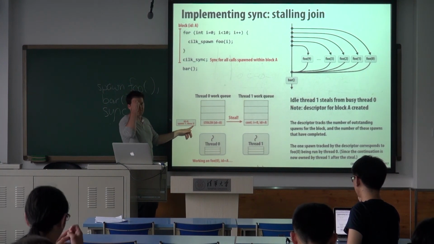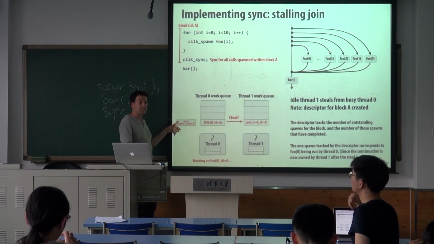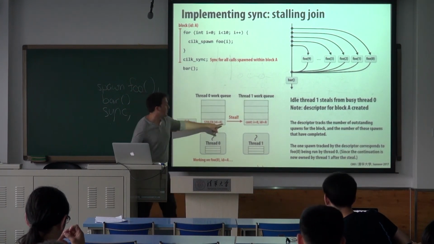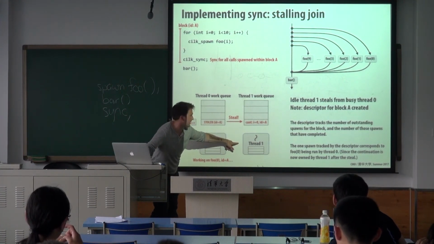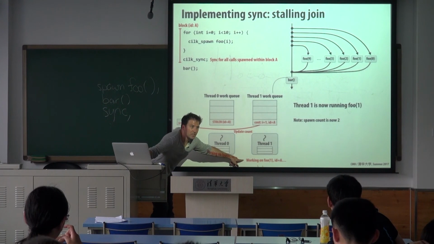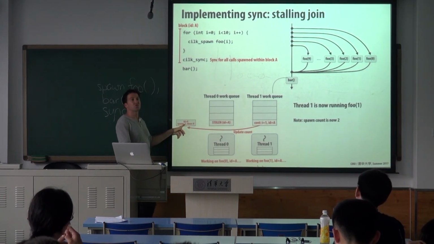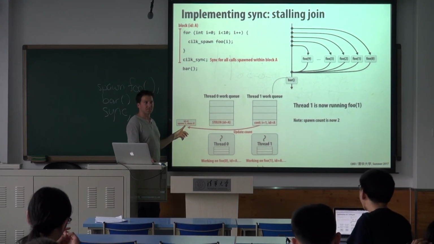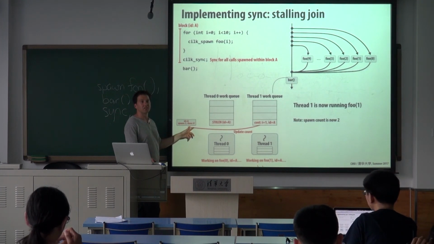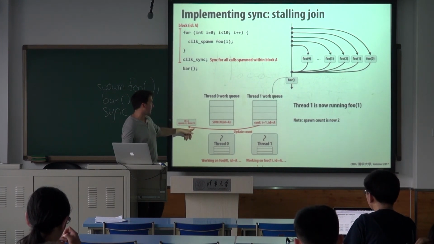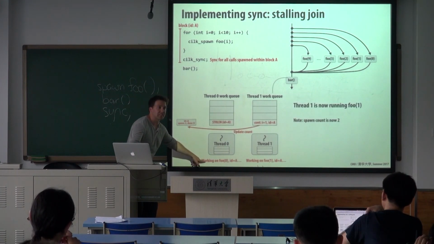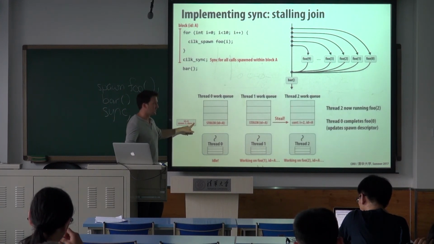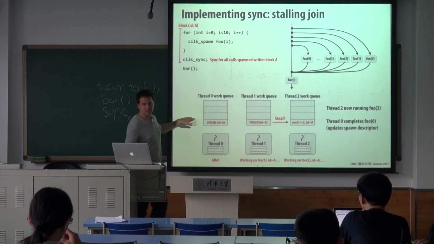So I'm keeping 2 numbers. I'm keeping a record of how many things I have created, and I'm keeping a record of how many things have finished. So now when thread 1 starts executing the second iteration, let's say it starts working on foo 1, notice that now spawn is 2. So we're going to update this counter. So now spawn is 2 and done is 0. And this can just keep going. So when thread 0 finishes, all of a sudden done becomes 1, and of course we've involved other threads, and so there's more stealing.